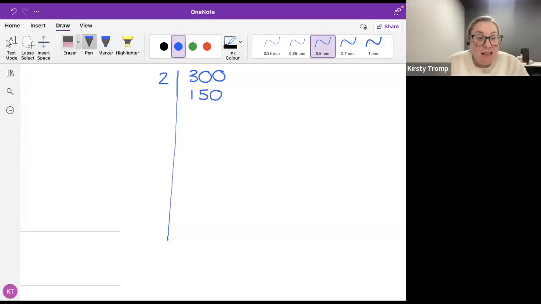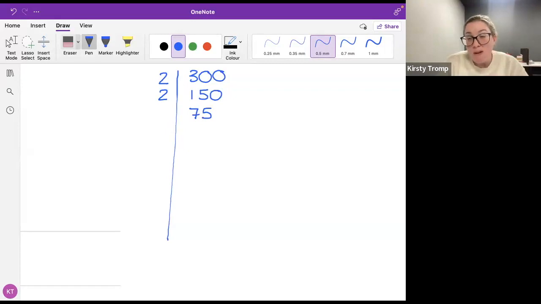All right. Can 150 be divided by 2 again? Yes, it can. So I put it on that side. 150 divided by 2 gives me 75. All right. Can 2 go into 75?